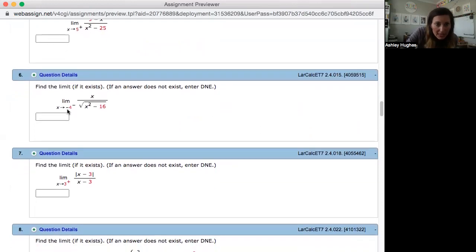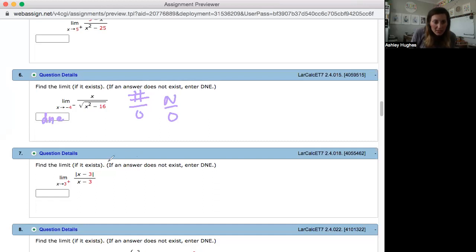This one, if I plug in -4, I'm going to get a number over 0, which means that the function doesn't exist. So you could just go ahead and say the limit doesn't exist. It's going to be positive or negative infinity, but you know if you get a number on top and 0 on the bottom, there is no answer, it doesn't exist.